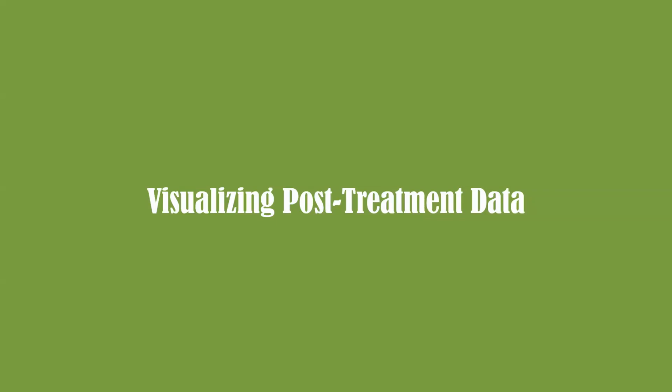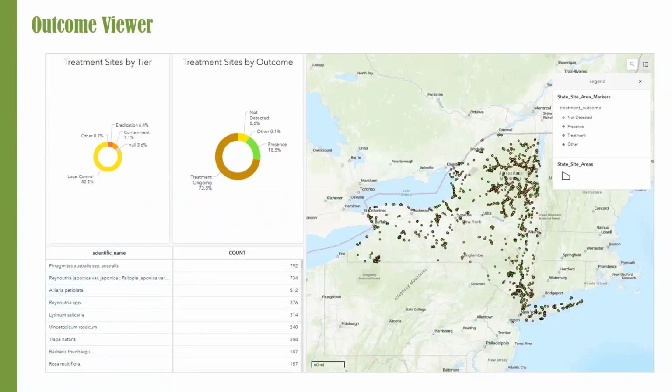And then this next part is actually visualizing the data that we already have in IMAP. So I put together this outcome viewer. This is a dashboard, and we'll be exploring this map in just a little bit. But the basic idea of this concept is we are trying to categorize the outcome of essentially all of the treatment records that we have in IMAP as of today.